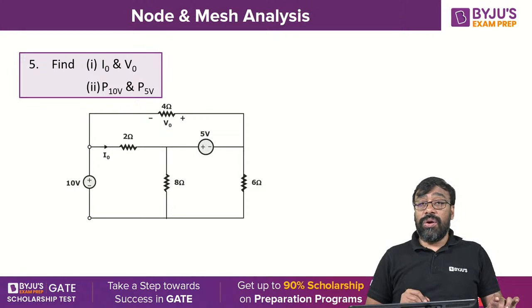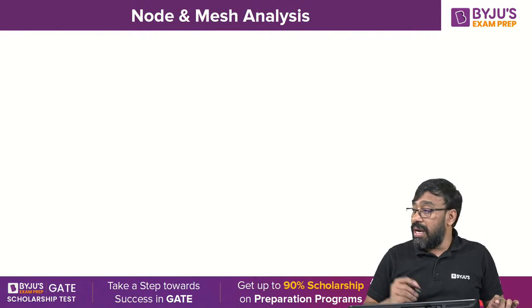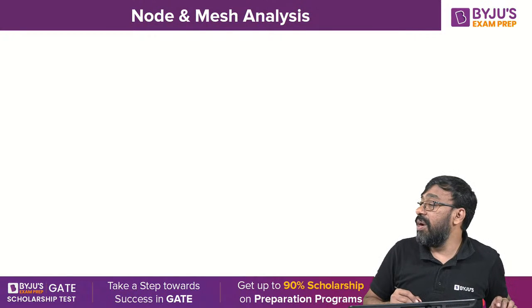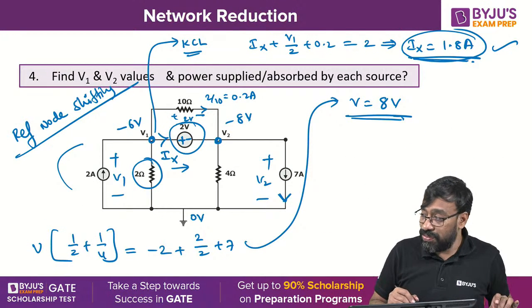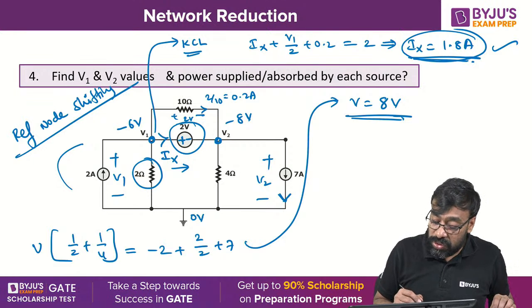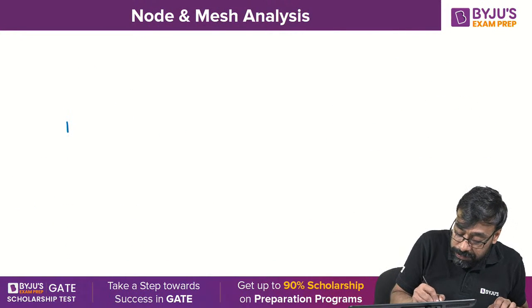So this is how you are going to solve the problems, finding V1, V2. Now Ravi Shankar was asking why we don't apply the source transformation. I can solve this problem using the source transformation also. Look at this, all of you. This is the network given.